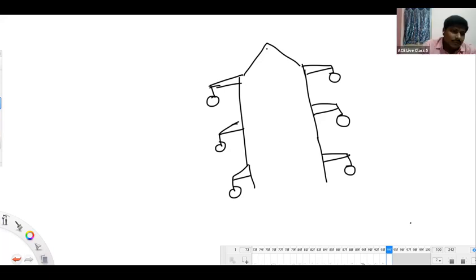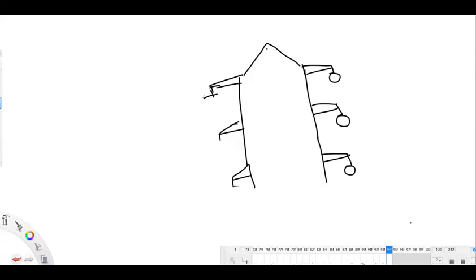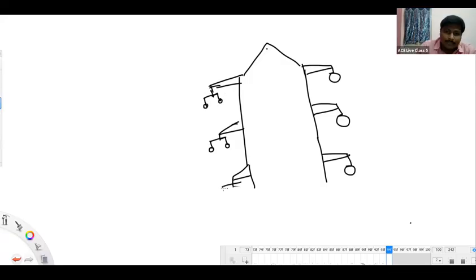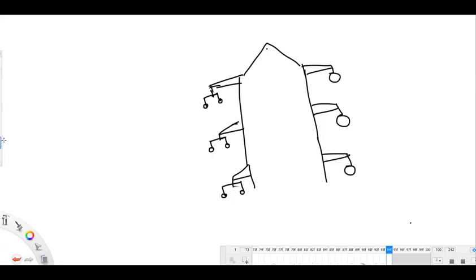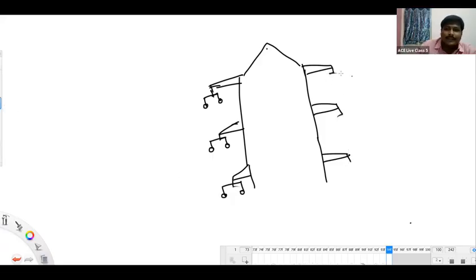Now, bundling means, in place of one conductor, if I keep 2 conductors, that is a bundle. If you keep the same bundle on the other side, it's a bundle conductor, double circuit line. Whether 2, 4 or 6 per phase, according to the requirement, it will be a bundle conductor, double circuit line.